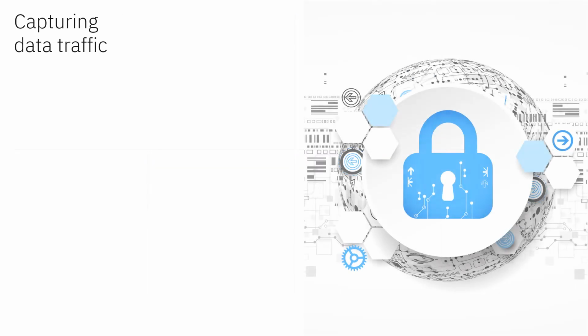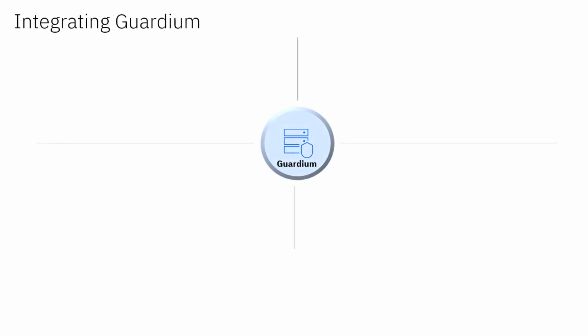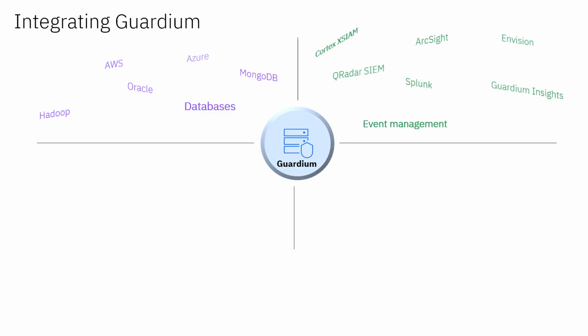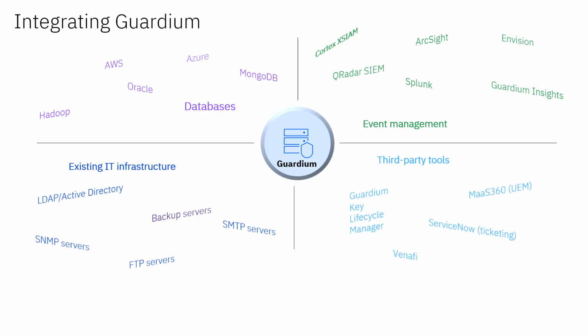Guardium uses agents, universal connectors, and streaming APIs to gather data. In this lesson, you'll examine how each of these methods works. Effective data security requires integration with your enterprise. Guardium integrates with databases to monitor and control sessions, event management tools to exchange information about significant occurrences, your existing IT infrastructure, and third-party tools. This slide lists some of these tools.